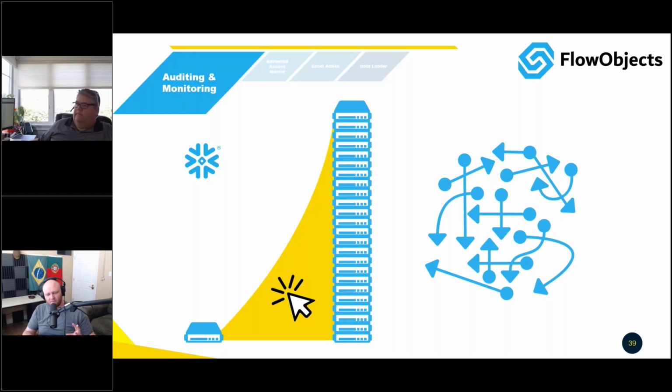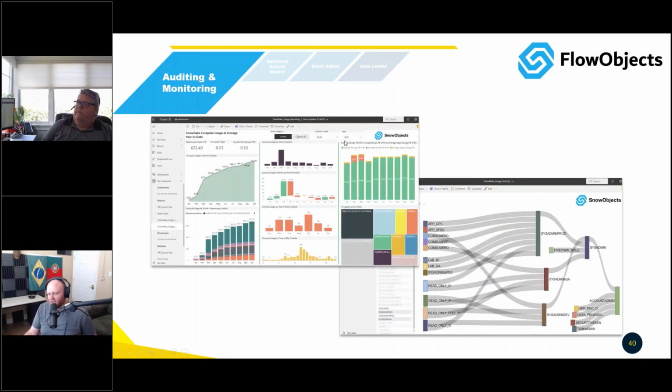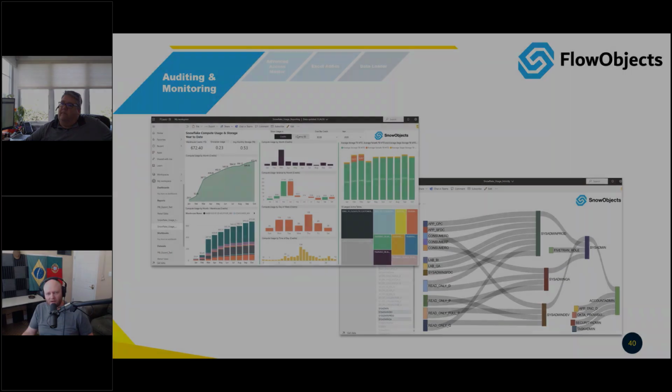And we've seen some strides taken here. Snowflake has released, I believe it's called Snowsight, which does give you some visibility into some of these objects. But what we're talking about is really level 2, which is, how do we go really deep into this analysis and really in a detailed view get to see what's going on inside of Snowflake so that we can optimize it for its maximum potential. And that's really what the FlowObjects auditing and monitoring is all about.